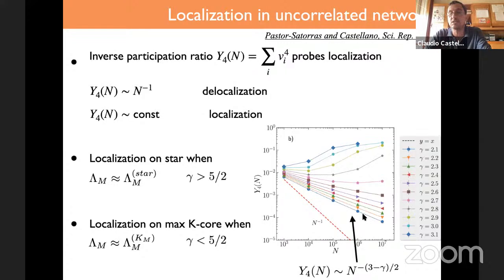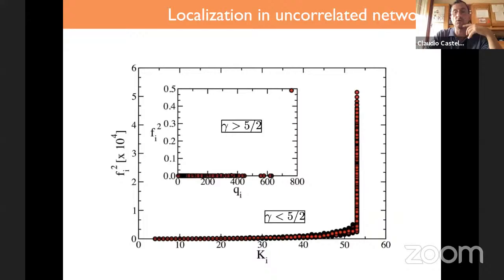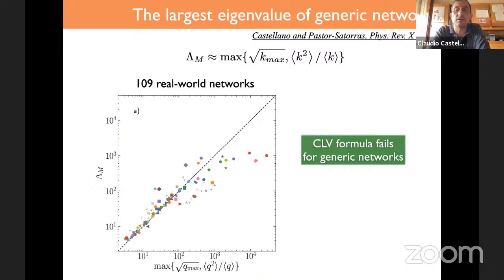And this subextensive graph is actually the maximum k-core, which grows with the system size, but does not grow exactly as n. It grows with an exponent which is smaller than one, and so essentially this expression that you find for the inverse participation ratio tells you that the system is localized on the maximum k-core. Here is an explicit check of these two different types of localization for the two different values of gamma, but let me go on and consider real world networks.